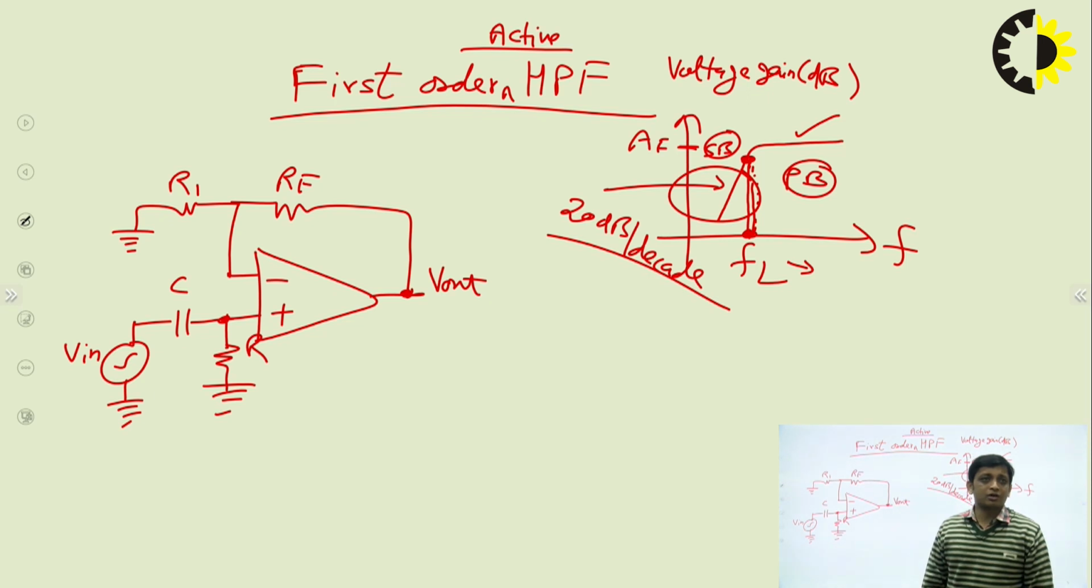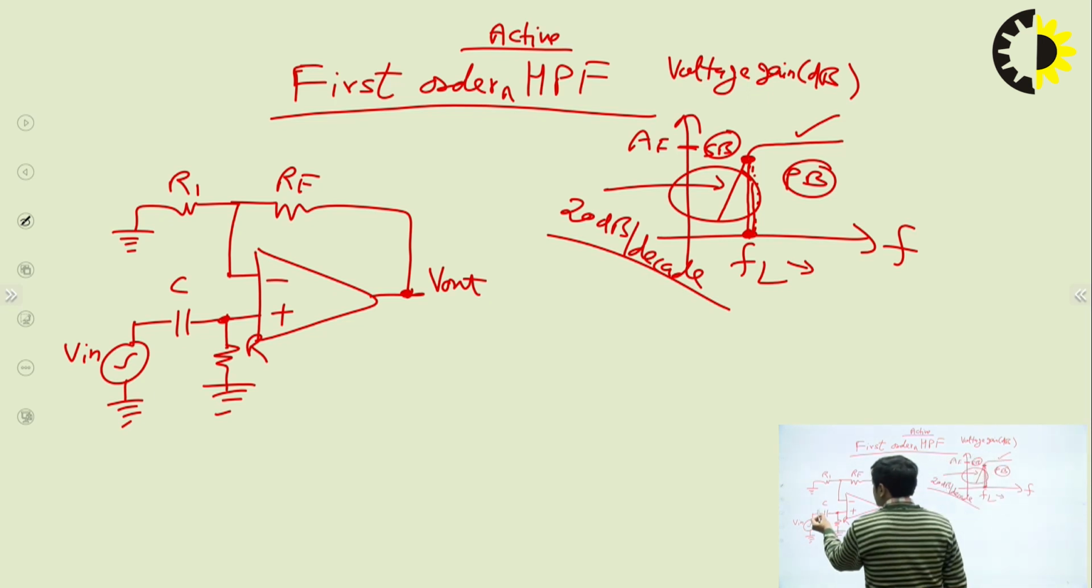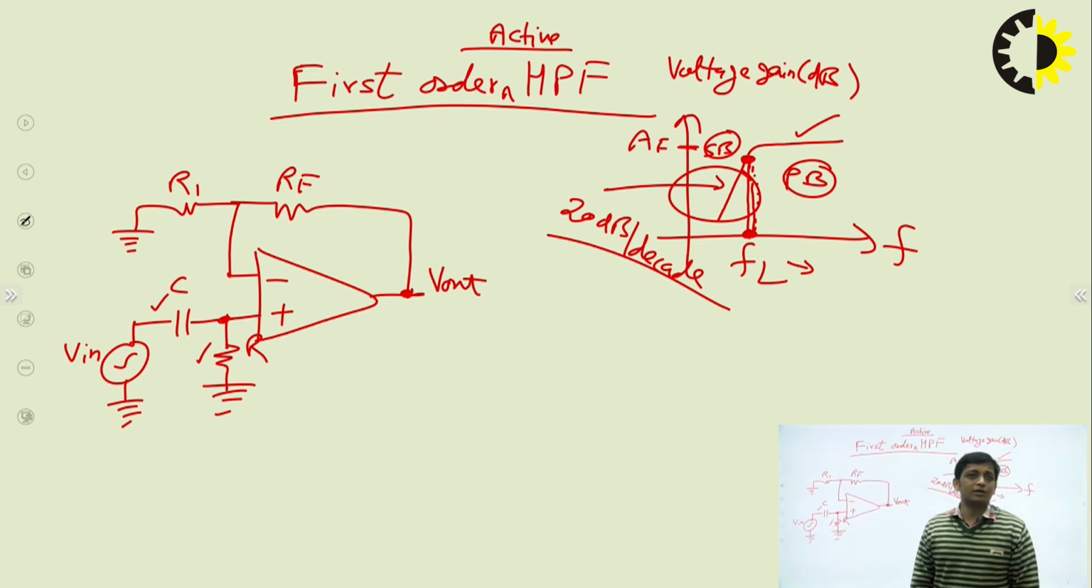In the first order high pass filter there is only one RC section. You can see that one RC section is 1C and 1R. Similarly, in the second order high pass filter there will be two RC sections, 2C and 2R. Fine. So this is the circuit for the first order high pass filter.